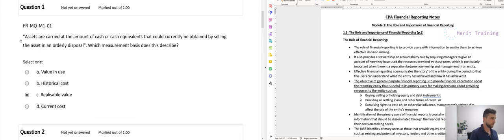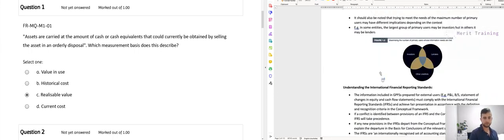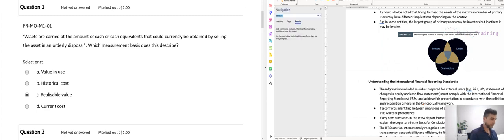The first question is, assets are carried at the amount of cash or cash equivalents that could currently be obtained by selling the asset in orderly disposal. Which measurement basis does this describe? So straight away, you should know that this comes from the section where we covered measurement. So the options are value in use, historical cost, realizable value, and current cost.